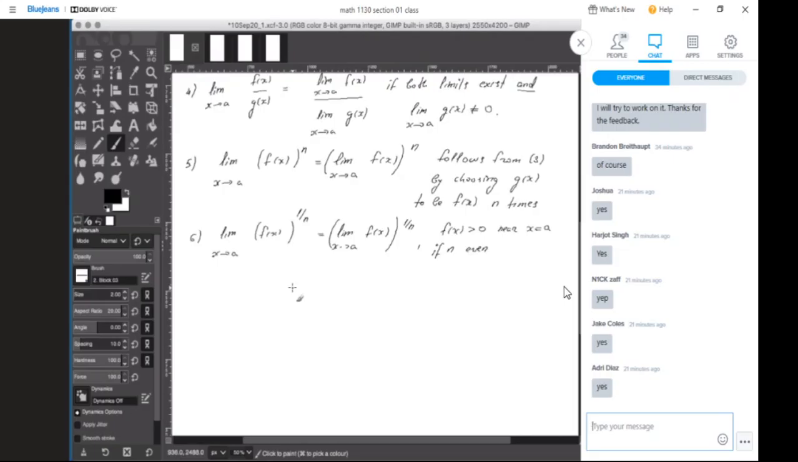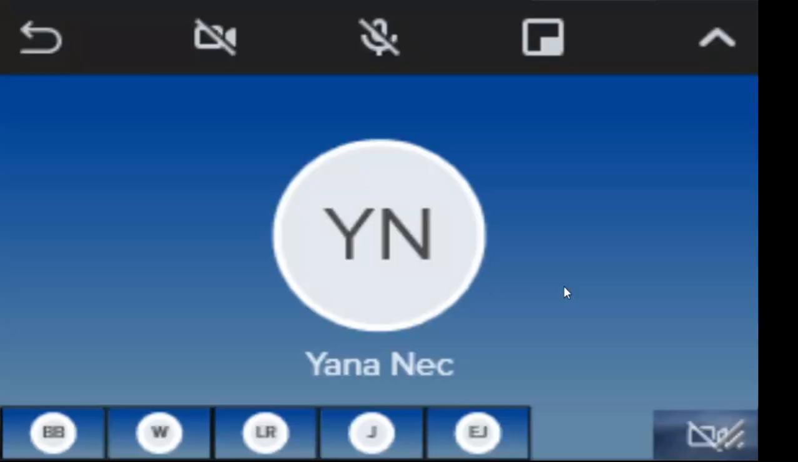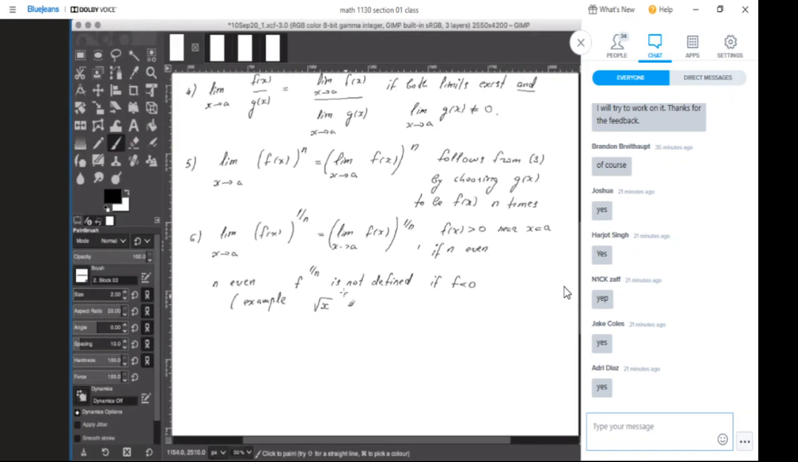Could you go over that again, please? Sure. So if n is even, then f to the power 1 over n is not defined if f is less than 0. Right? So for example, the square root of x.